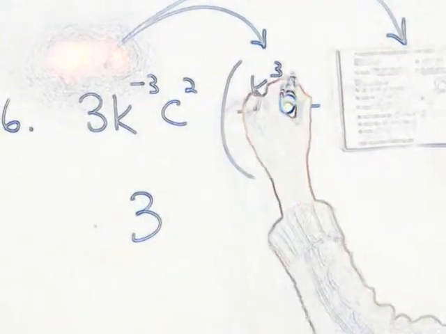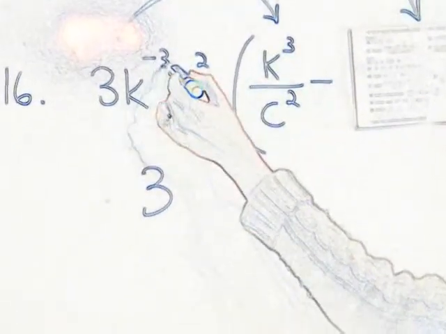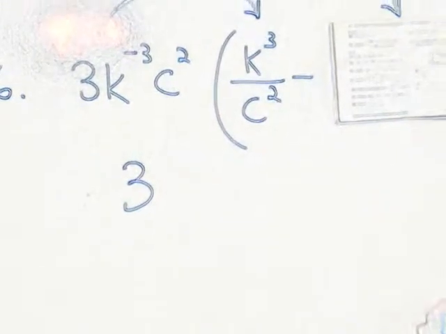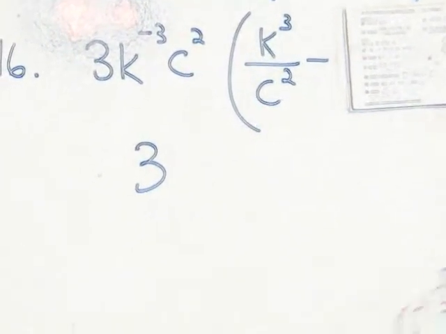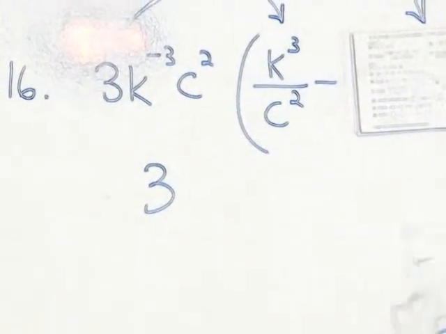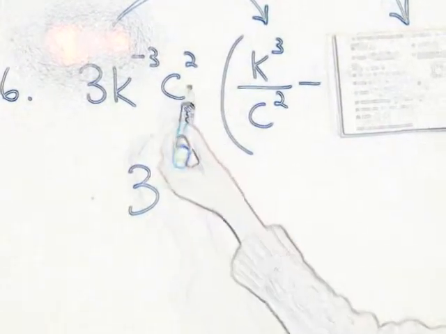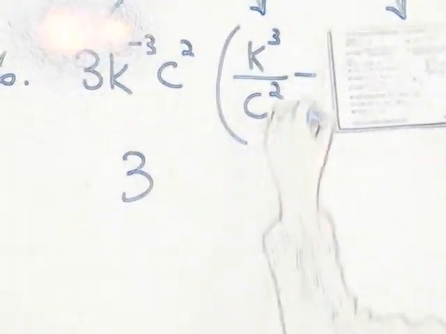We add our exponents when we multiply. So k to the minus 3, k to the third would be k to the 0, and we know that anything to the 0 power is 1. So we don't write anything. And then the c squared is going to cross out with this c squared, so that's going to be 1. So all we have left when we multiply these is a 3.